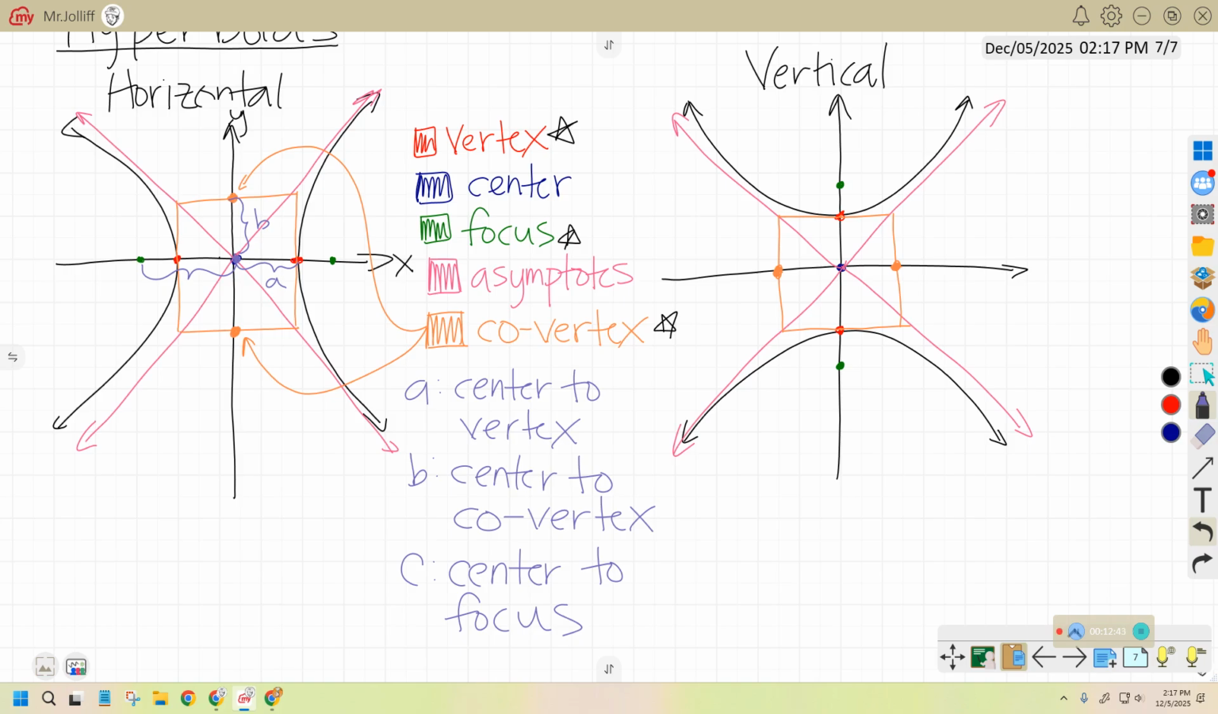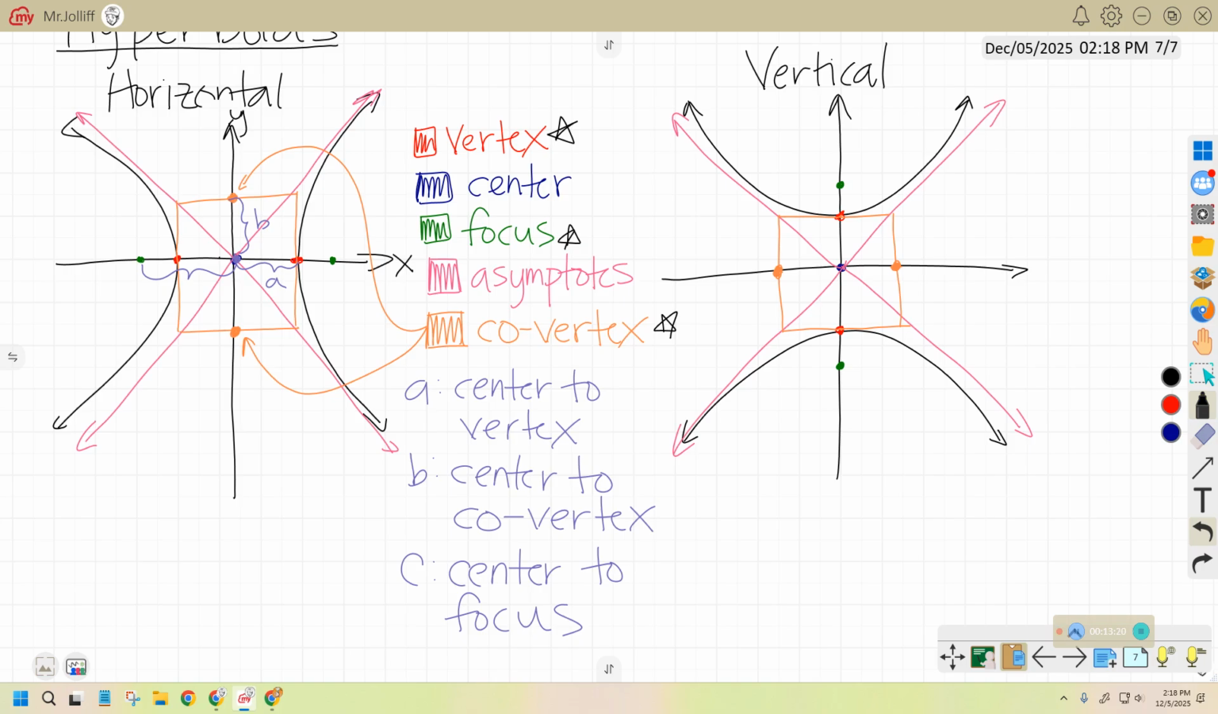In graphs, when you are asked to write an equation from a graph, most often you will be given the vertexes, the vertices, and the focus, or the foci. They do not usually give you the covertex, because the covertex doesn't directly have anything to do with the curve. But the covertex is the piece that shows up in the equation. So I need a relationship between A, B, and C, because the graph will give me A and C. What I actually want is A and B for the equation. And the upside is that you already have a formula for that.